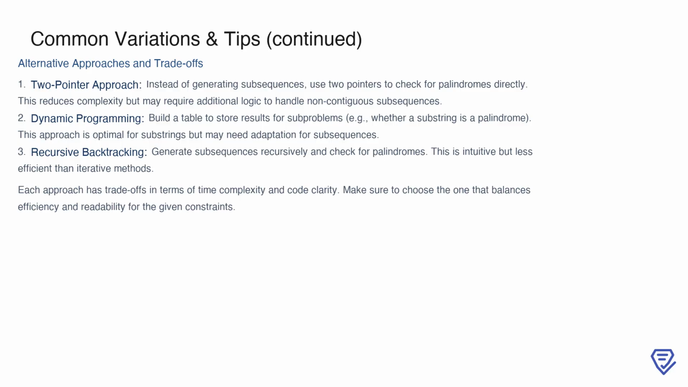Finally, there's recursive backtracking, where you generate subsequences recursively and check if they form palindromes. While this approach is intuitive, it tends to be less efficient than iterative solutions and can lead to high time complexity for longer strings. Each of these methods has its advantages and trade-offs, so it's important to choose the one that strikes the right balance between efficiency and code clarity based on the problem's constraints.